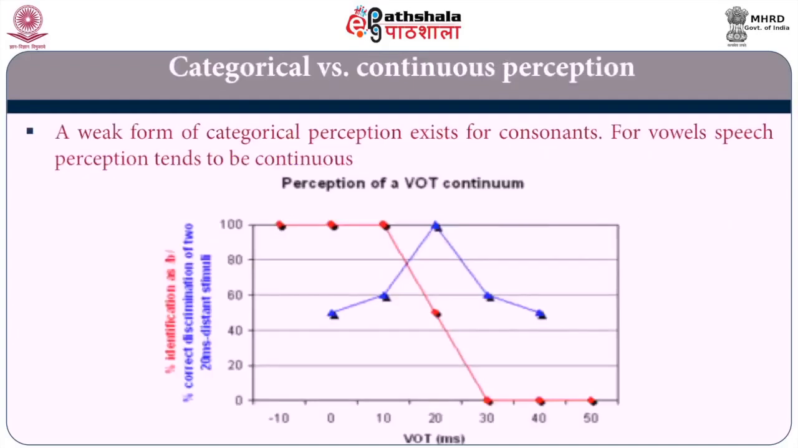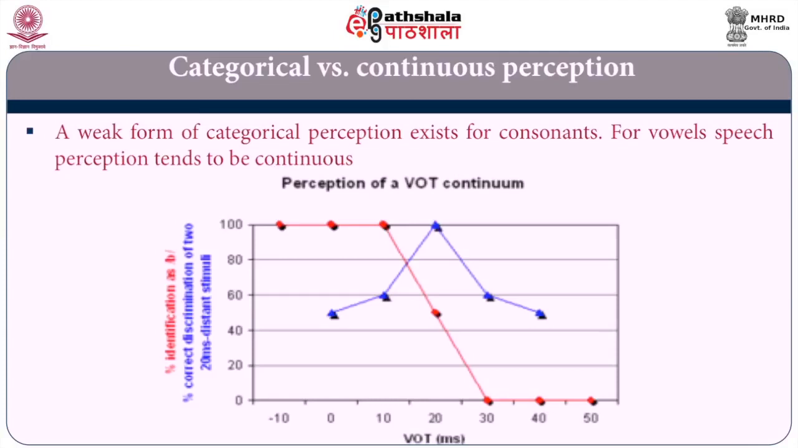In the diagram that we are showing you on the screen, there are two lines, a red line and a blue line. They represent the voice onset time experiments where, for instance, up to a point, on the red line, you hear one sound, and after that your discrimination ability falls down, right? This weak form of categorical perception exists for all consonants, but vowels are classified not categorically, but a little more continuously.